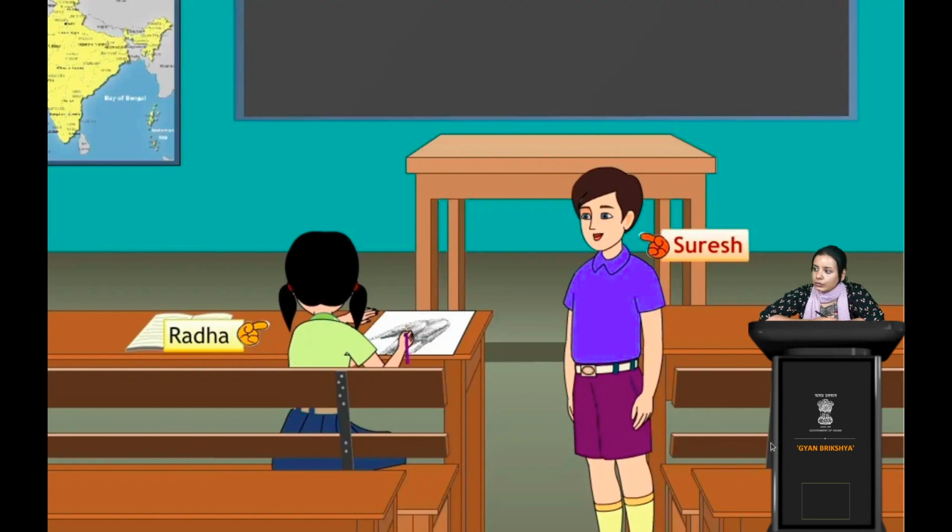So here are two students in the classroom. Her name is Radha and the boy's name is Suresh. He is saying, "Hello Radha," and the girl replied, "Hello Suresh." Then he said, "What are you doing?" Then the girl replied, "I am drawing a picture." Right? Then let's see what the discussion is.